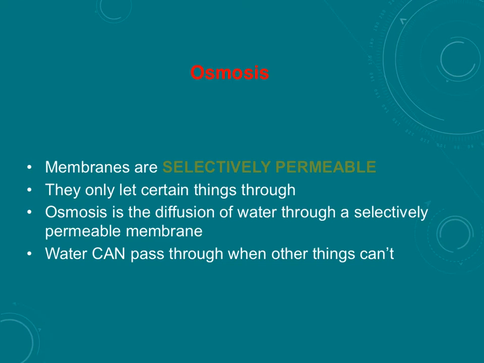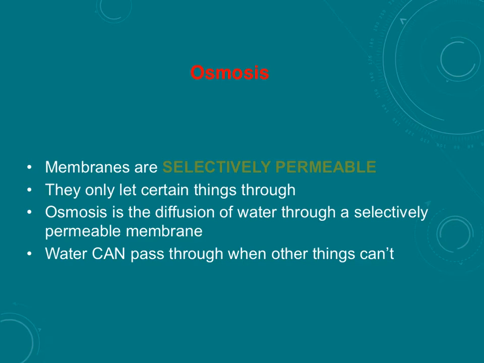What about when we're talking about water? Water has its own special term. Water does diffuse like other substances, but when we're talking about water, we're talking about osmosis. Osmosis specifically is the diffusion of water through a selectively permeable membrane.